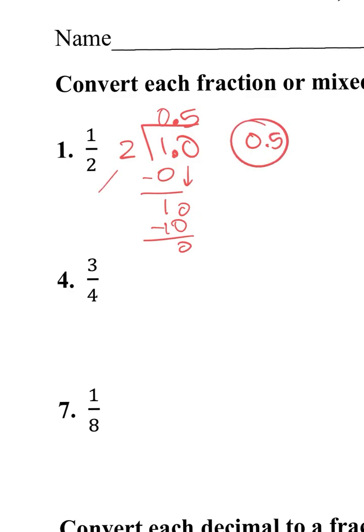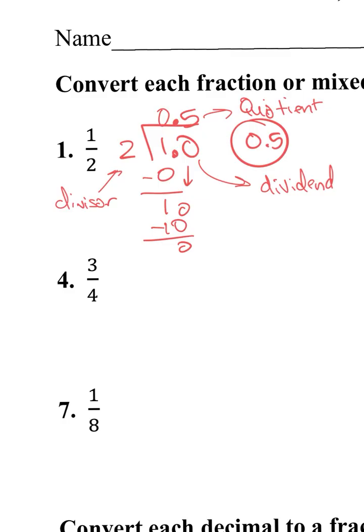Now the number on the outside in this division problem is called your divisor. The number underneath the house is called your dividend. That's kind of a funky looking D at the end of that. Dividend. And the answer to a division problem is called your quotient. So when you convert this fraction into a decimal, it's 0.5 or 5/10.